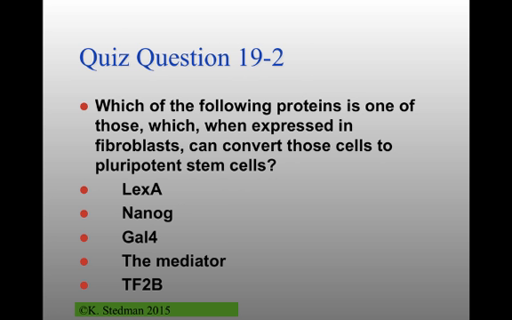So which of the following proteins, when expressed in fibroblasts, can convert those cells to pluripotent stem cells: LexA, NANOG, GAL4, Mediator, TFIIB? Well, that one hopefully everybody got right, because we've been beating on it a lot. It is NANOG. But what do we talk about in terms of LexA and GAL4? What's LexA? LexA we only really talked about as a DNA binding domain, and it's a DNA binding domain from a bacterial transcriptional regulator.